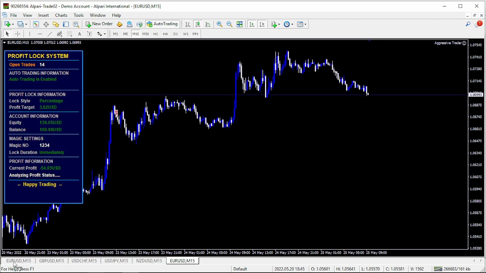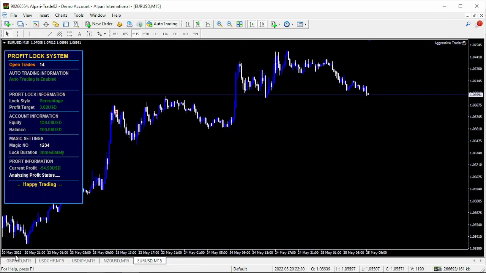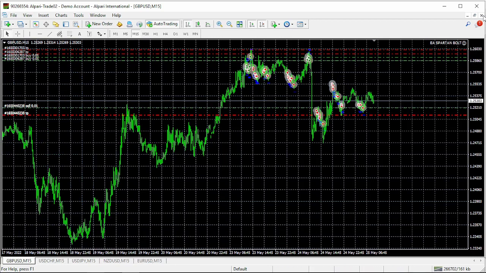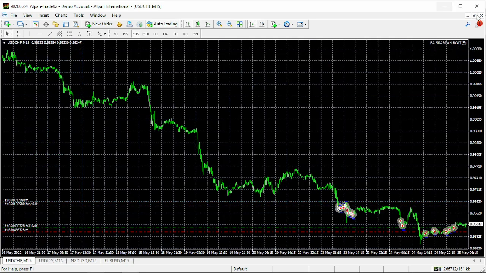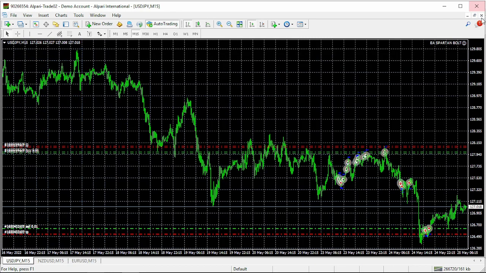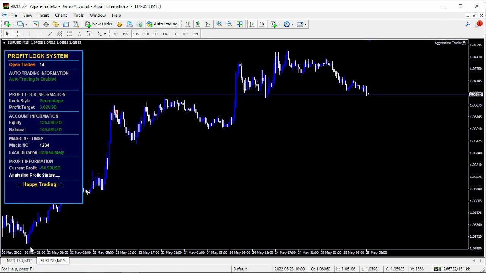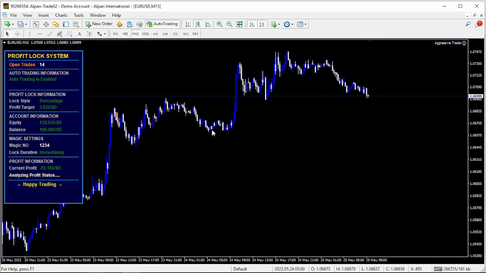We've currently reached that target, so what we are going to do right now is close out other charts that have Spartan Boots. We're going to close all the USD pairs that have Spartan Boots. I'm going to close all the pairs here. You can see we've closed all the pairs that have Spartan Boots enabled, and we've left aggressive trader on.